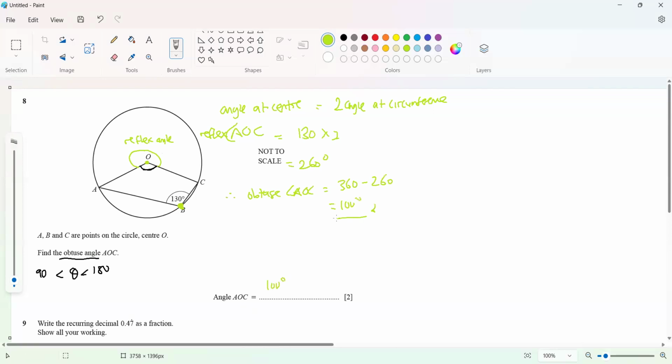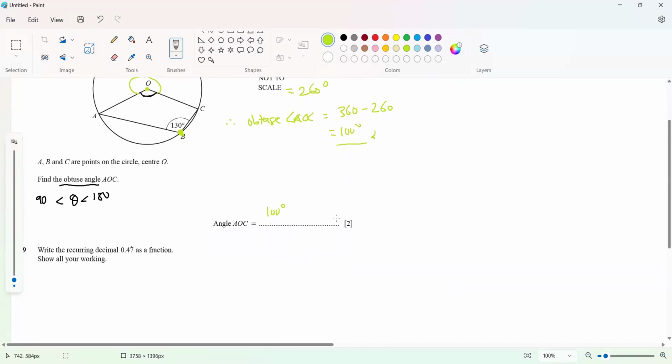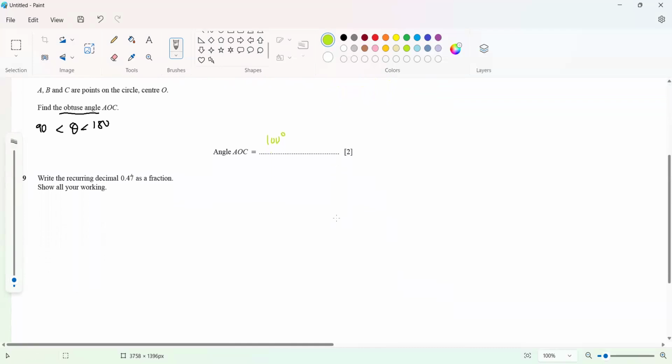So that's done. In question number 9, we have: write the recurring decimal 0.47 recurring as a fraction. When we want to write recurring decimals as a fraction, we can let x equal 0.4777. From here, we are going to try to move the terms. We multiply both sides by 10, so we have 10x equals 4.777. Now from here, you can actually subtract already, but if you want the number to look a bit nicer, you can multiply by 10 one more time. So we get 100x equals 47.777.